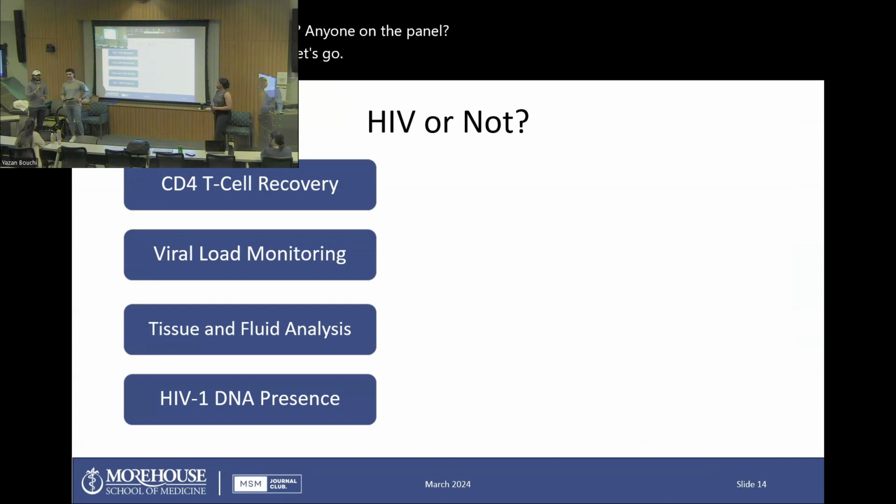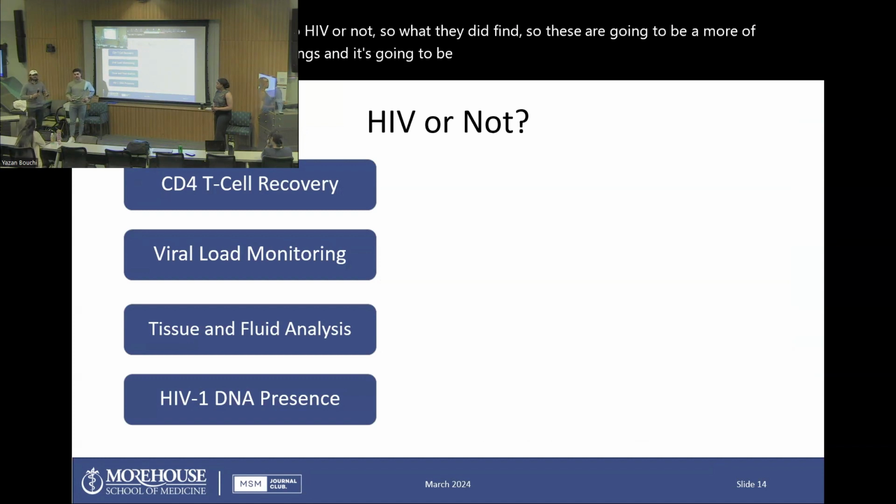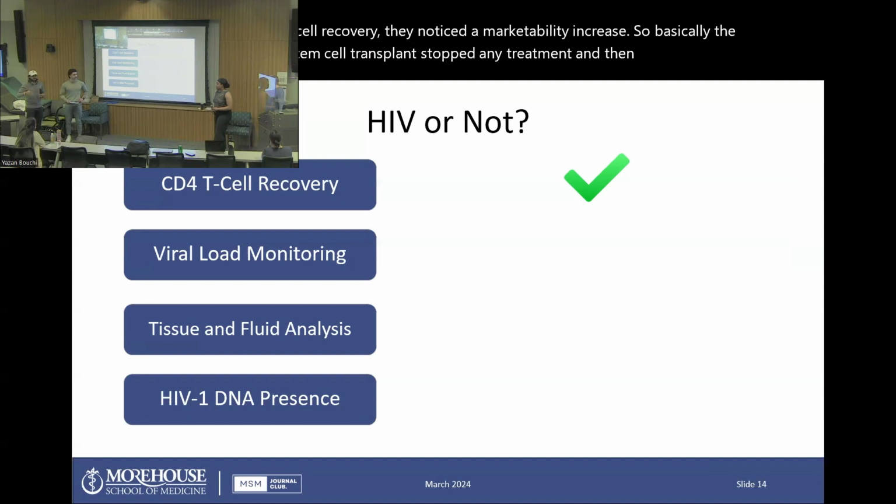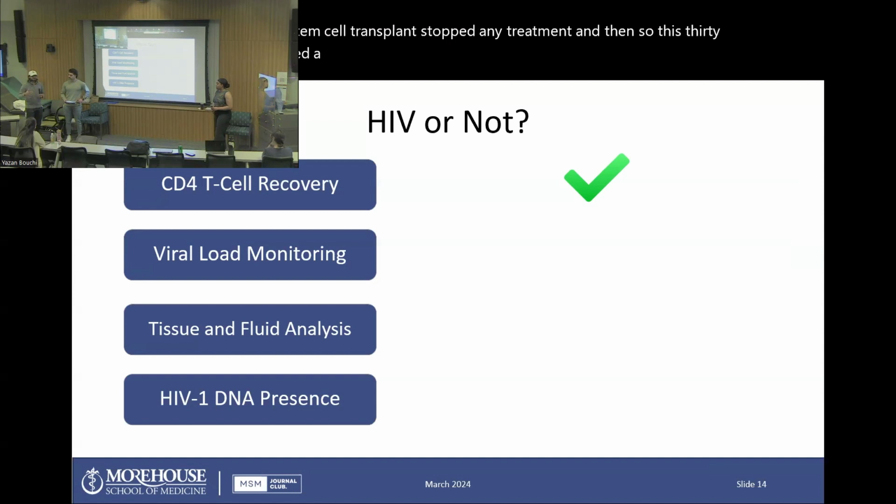So HIV or not? These are going to be more of a summary of their findings, and basically, did they have a recovery or not? For CD4 T cell recovery, they noticed a marked increase. The idea was they did the stem cell transplant and stopped any treatment, and then 30 months after, they noticed a marked increase in those CD4 T cells.